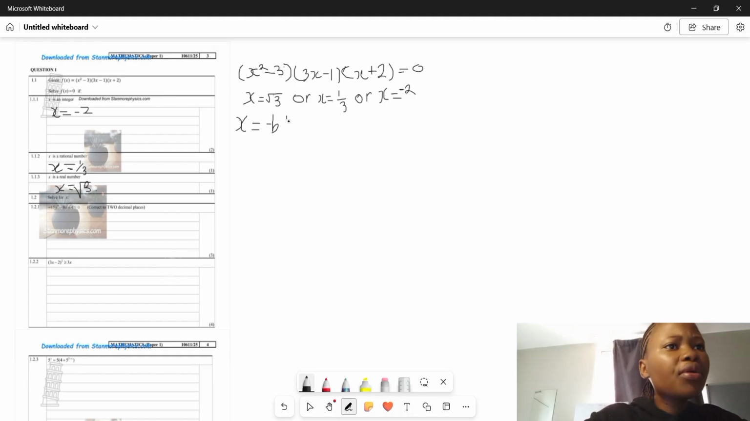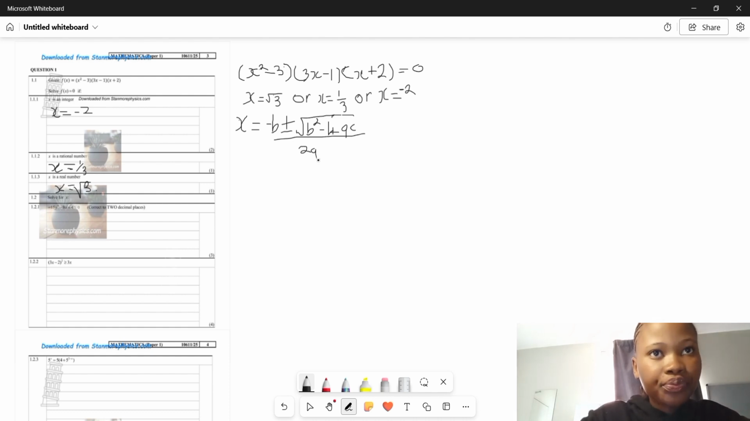So now we move on to the next part of our question. Every time you see the part where they've given you a value corrected to decimal places, we are going to use the quadratic formula, which is the one that I'm writing right now: x equals negative b plus or minus the square root of b squared minus 4ac, all divided by 2a.